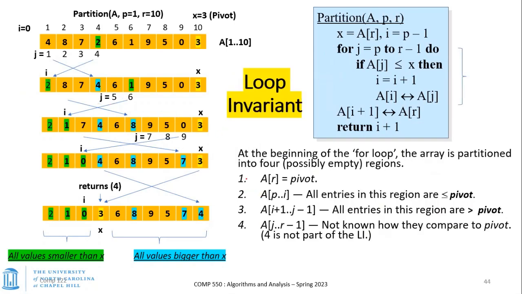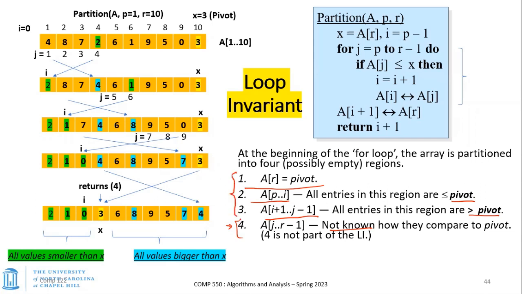So here we have the loop invariant. You have A sub r as a pivot, everything up till I, including I, is less than or equal to the pivot, everything from I plus 1 until J minus 1 is greater than the pivot, and this part is not known. Okay, so you guys did a great job. This last part generally is not included as part of the loop invariant, but the first 3 are essentially what the loop invariant could be.